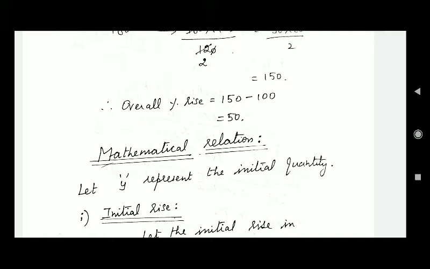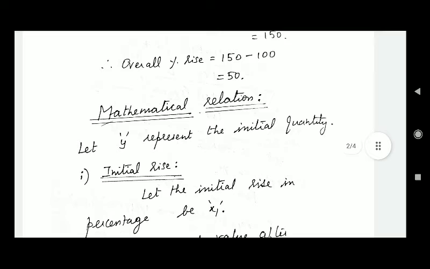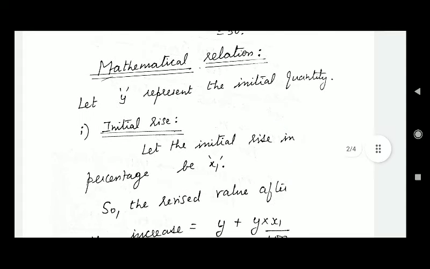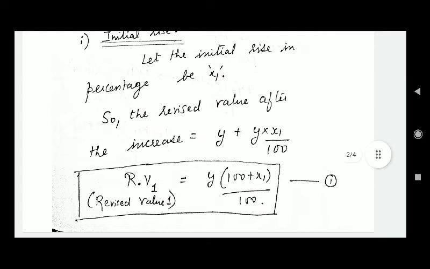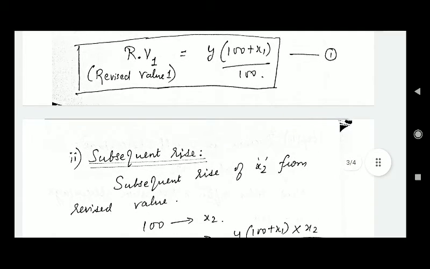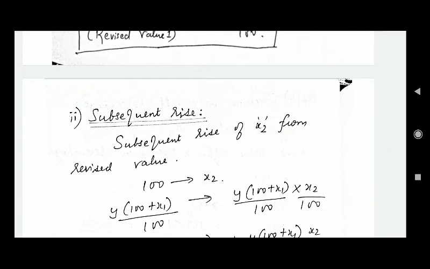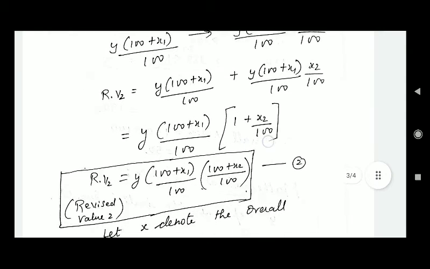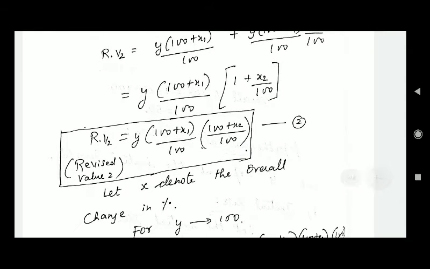Let us take y to be our initial quantity. Let the initial rise in percentage be x1. Now the revised value obtained will be y times (100 plus x1) by 100. This is also a pretty useful equation in competitive exams. Now calculating the subsequent rise, if x2 is the revised percentage increase, from the revised value we will obtain the new value to be y times (100 plus x1) by 100 into (100 plus x2) by 100.